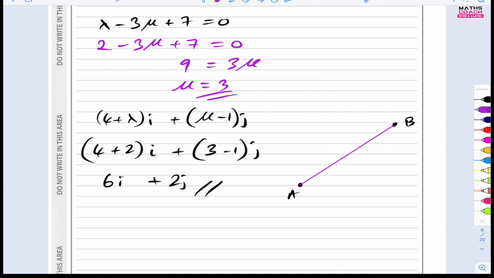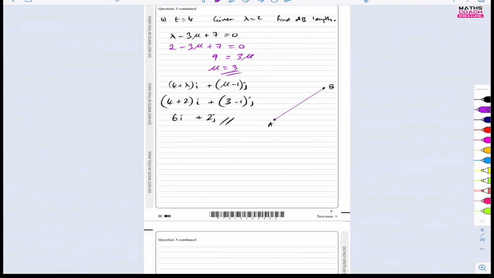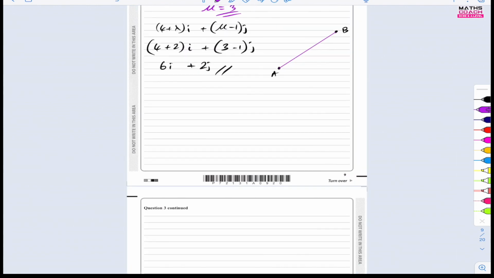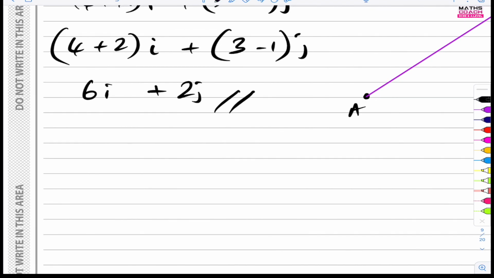But we don't know any position vector for B, okay? How does it get there? We know that we've got the resultant force, F, and we have a formula, force is equal to mass times acceleration, the force of motion formula. So using F equals ma, we can find acceleration because we've got the mass of the particle.